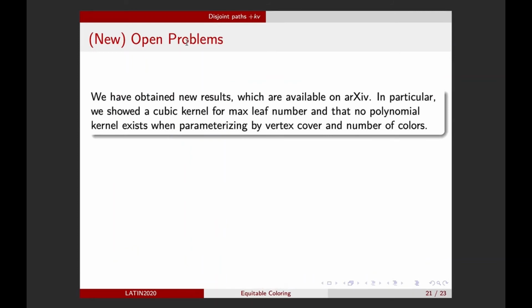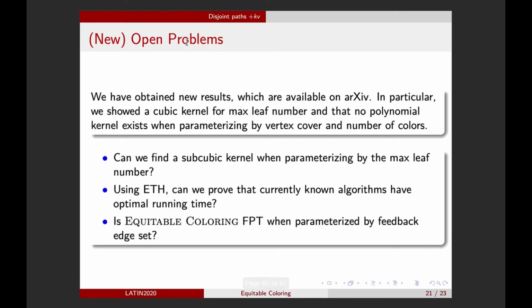Alright, so it's been a long time since we submitted this paper to LATIN, and then we were able to get a bunch of new results, thankfully. Chief among them are a cubic kernel for max leaf number, and the proof that no polynomial kernel exists when parameterizing by vertex cover and number of colors. This yields us 3 main open problems. First, can we find a subcubic kernel when parameterizing by max leaf number? We do not know how to do this. Our technique does not appear to work.